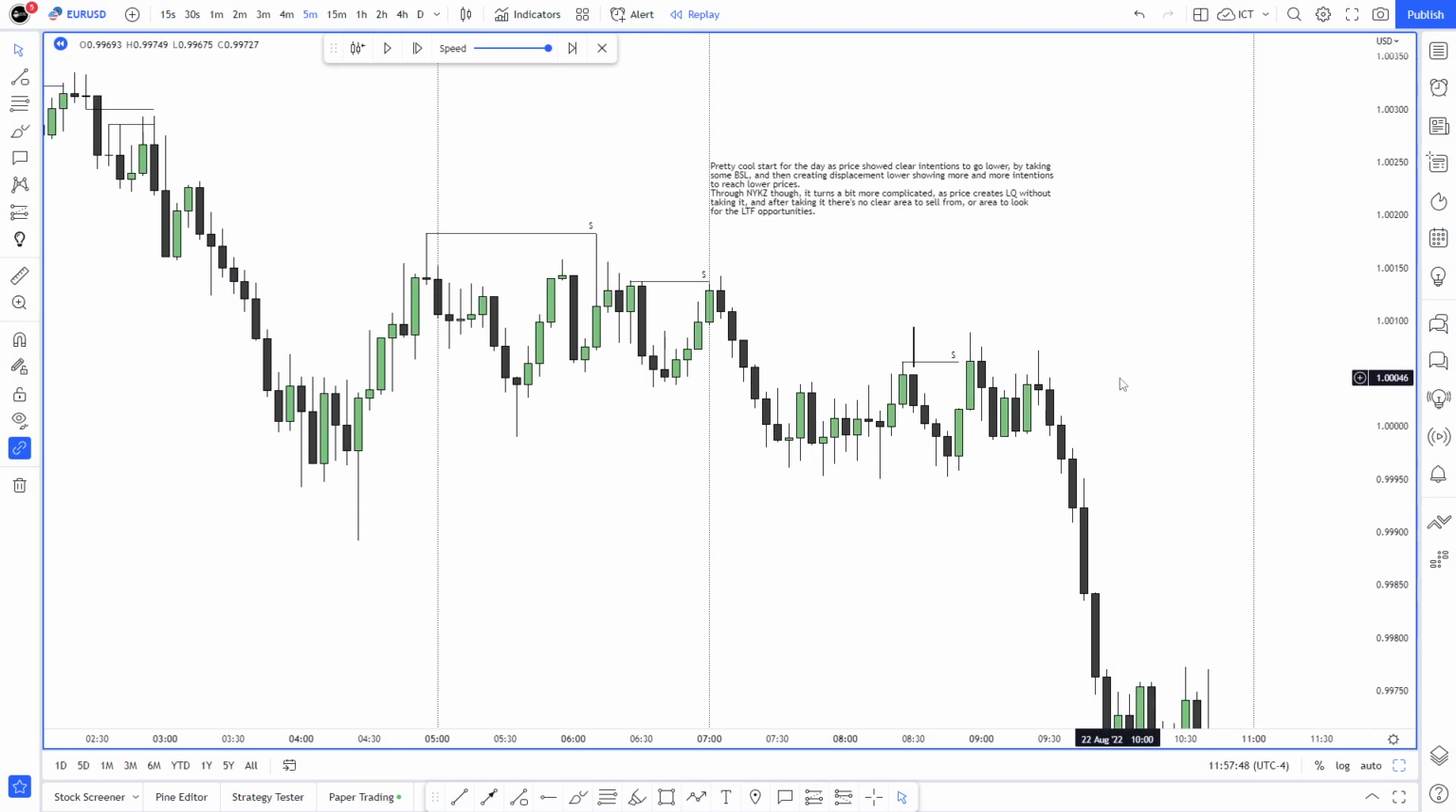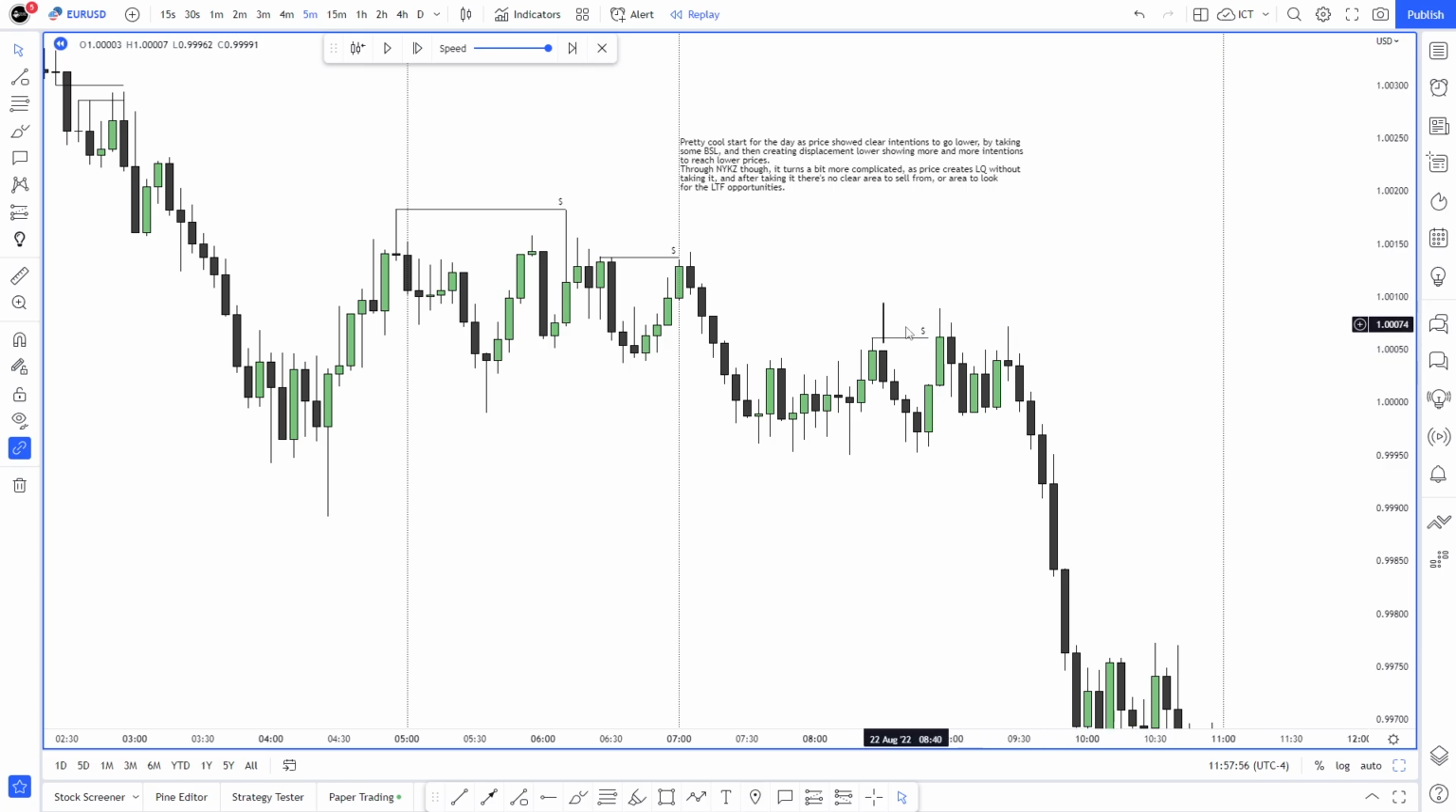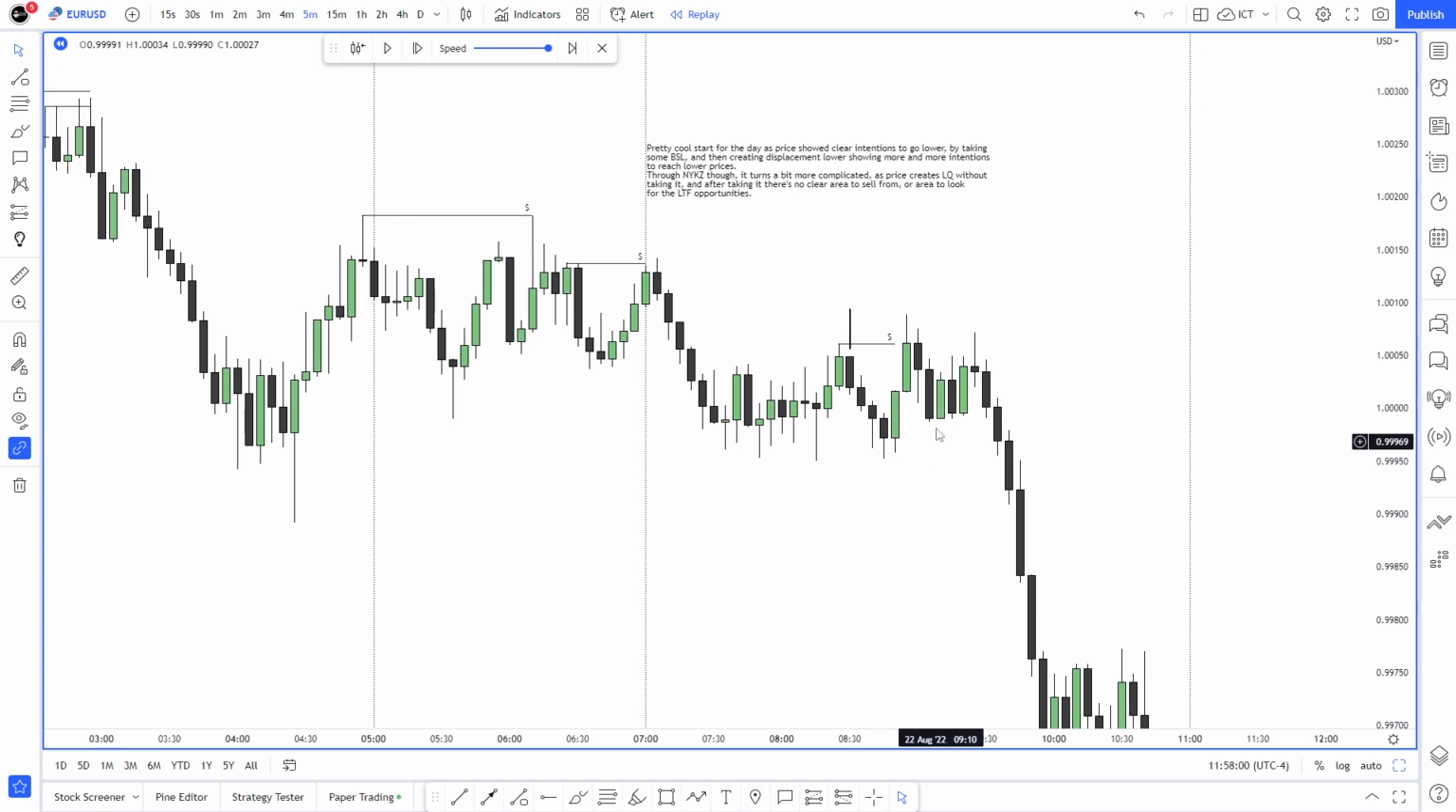Okay, so after that little bit of a ramble, let's just continue with this. I don't know where I was, but the thing is that if I wait for a run on buy stops, buy side liquidity in this case, and then a displacement lower, and I don't get the displacement, there's nothing that I can do. So what do we have here on Monday?